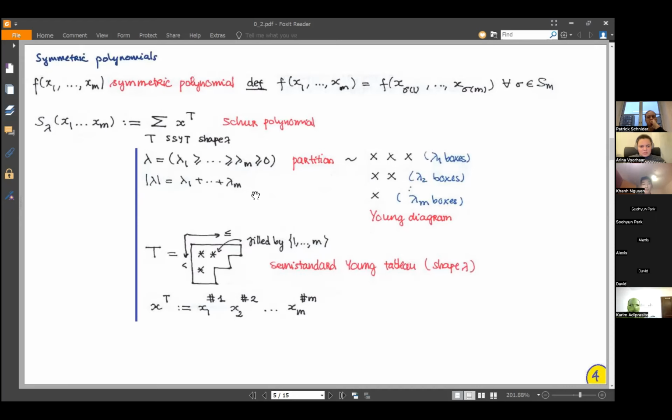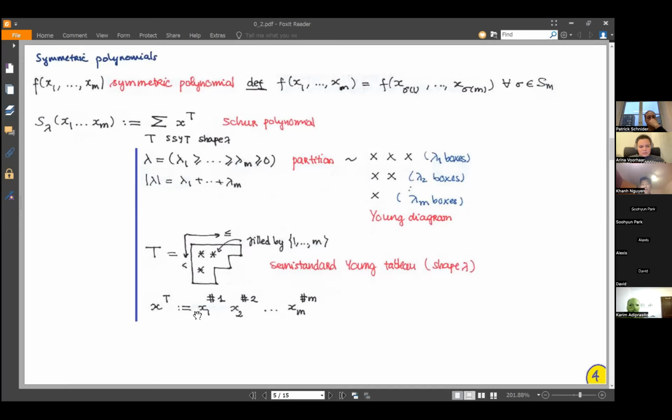The size of a partition lambda, denoted by absolute value of lambda, is given by the sum of lambda 1 to lambda m. And now for each partition lambda, we can construct the set of semi-standard Young tableaux of shape lambda. A semi-standard Young tableau of shape lambda is a filling of the Young diagram of lambda by numbers from 1 to m, such that the entries in each row are weakly increasing, and the entries in each column are strictly increasing.